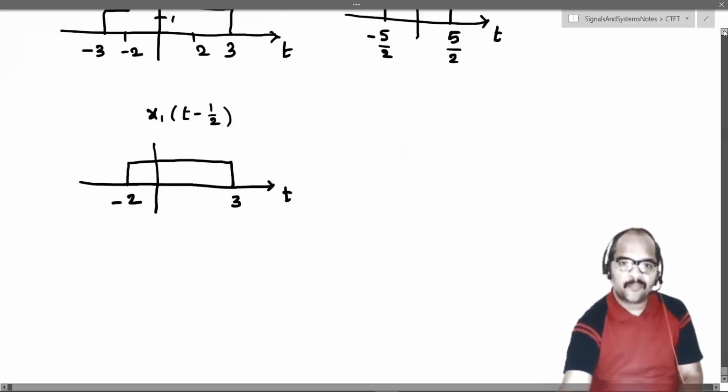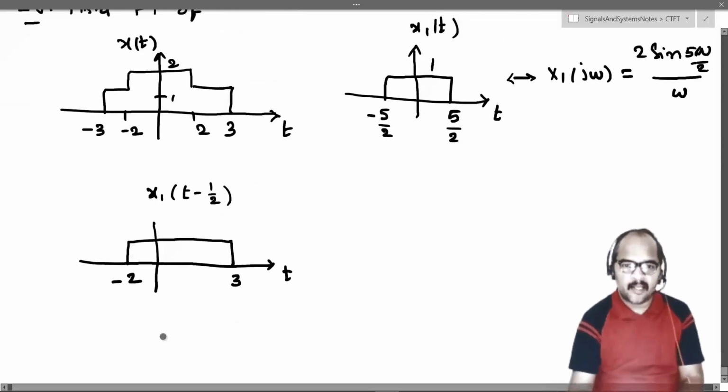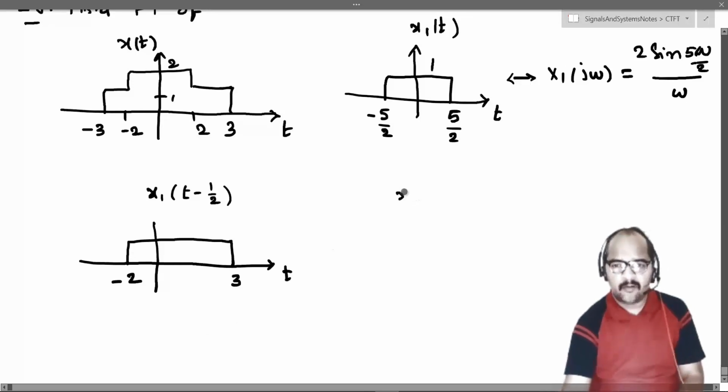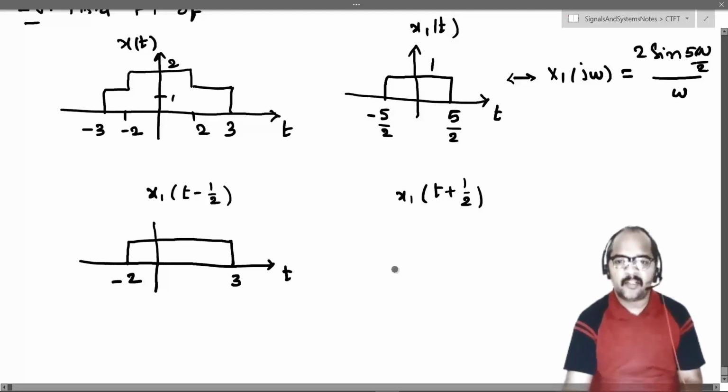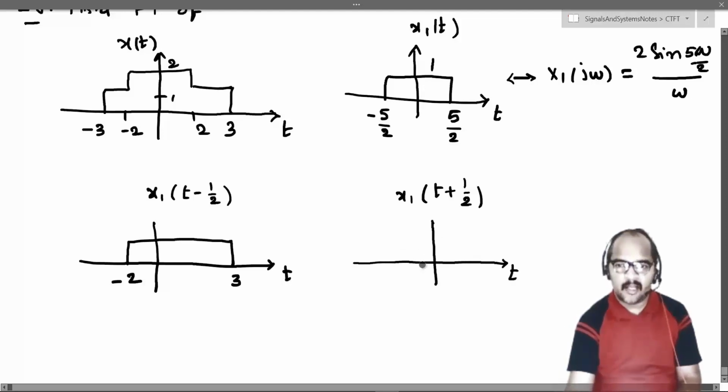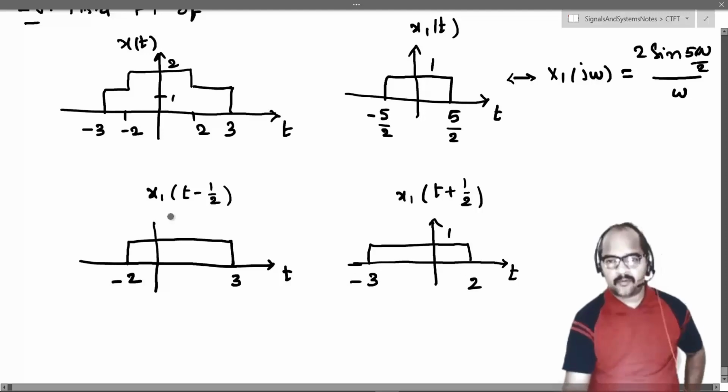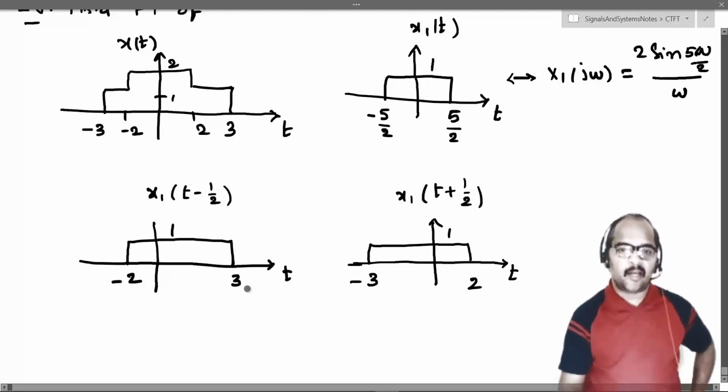Similarly, let us take another signal, which is x1 of t plus half. That means you shift x1 of t to the left by half unit. If you shift the signal x1 of t to the left by half, how does the signal look? That signal will be from -3 to +2 with amplitude 1. Now something should flash. Here the amplitude is 1.